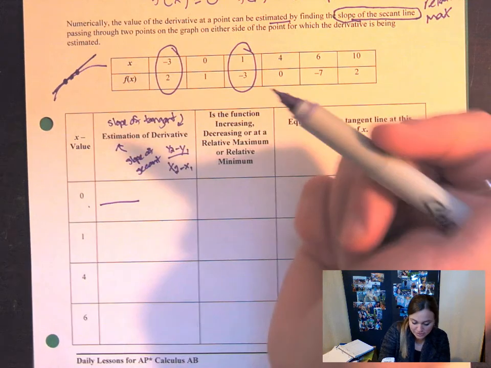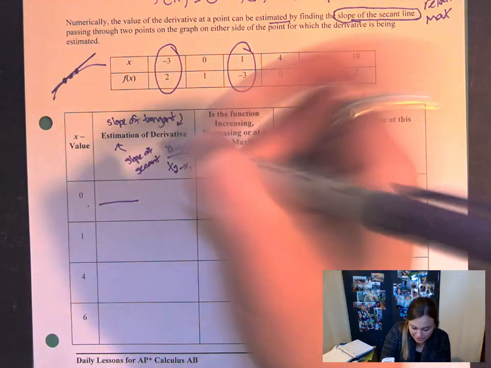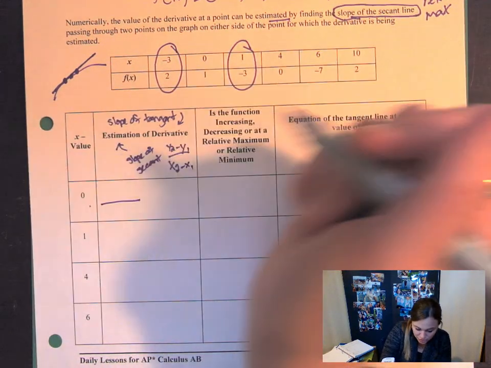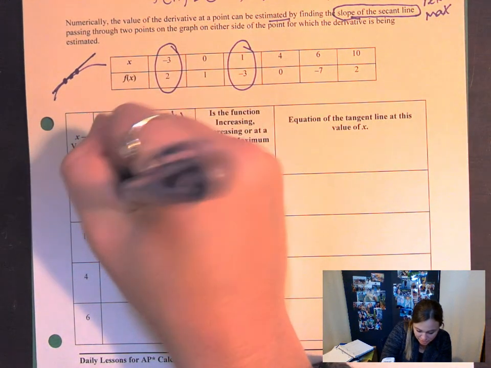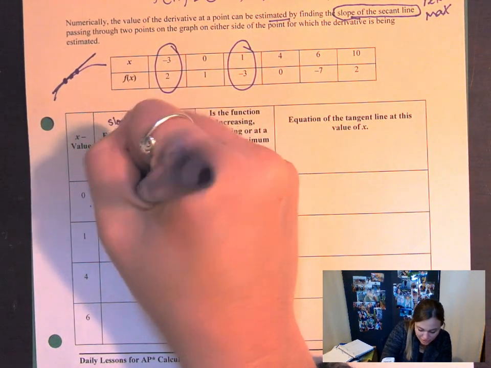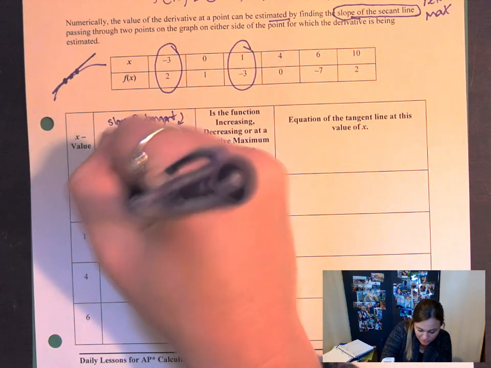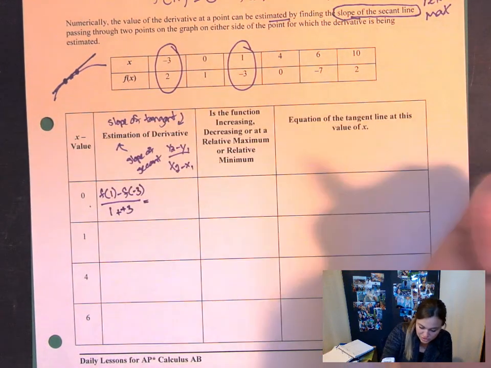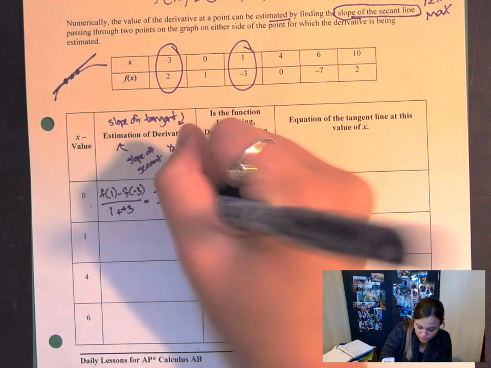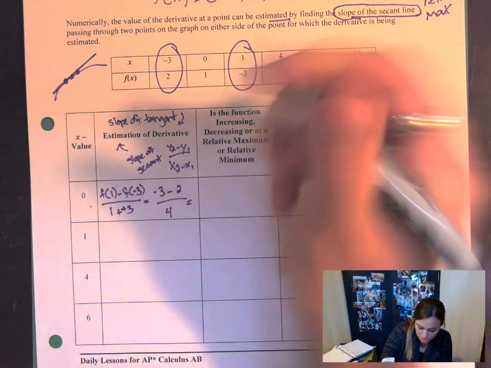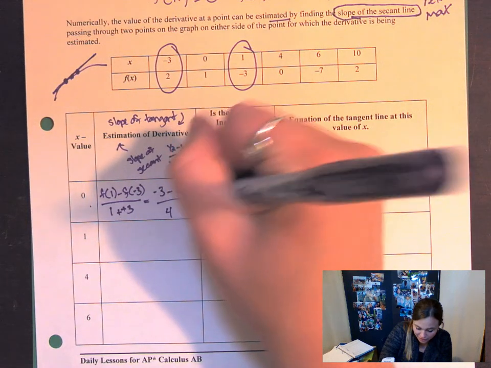So in this one, I would say at 0, I'm just going to say y2. So if you wanted to say f of 1 minus f of negative 3 over 1 minus negative 3, which is also going to be known as negative 3 minus 2. This would be negative 5 over 4.